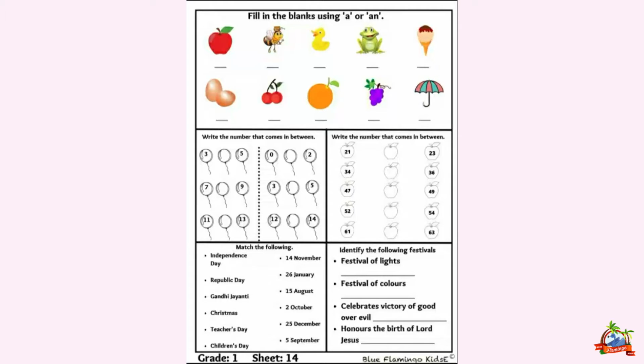Now see the next section, which is of maths. Write the number that comes in between. What we have to do in this? We have to write the number that comes in between. वो number write करना है जो 2 number के बीच में आता है. Like what comes in between 3 and 5? 3 और 5 के बीच में क्या आता है?